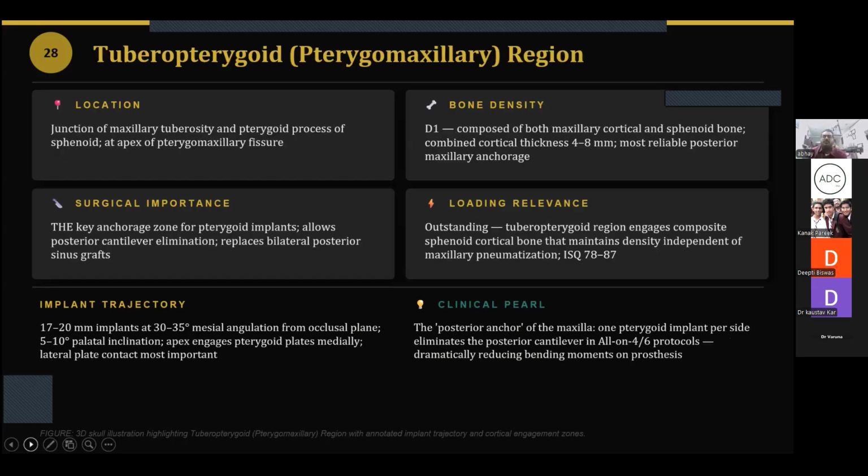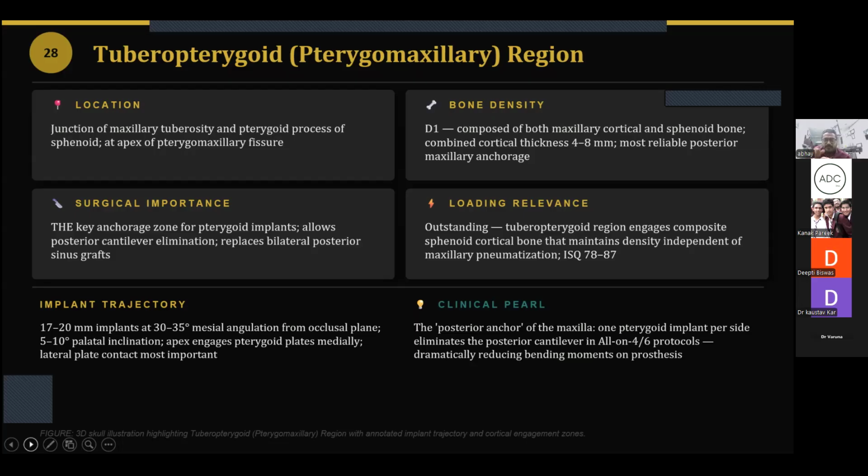Tubero-pterygoid implant. Now, this is very interesting. When you lose the maxilla, there is loss of tuberosity as well, most of the time. But sometimes you see tuberosity and you have the pterygoid. So if your implant design is such that it is compressing the tuberosity and then going inside the pterygoid, it is called a tubero-pterygoid implant.